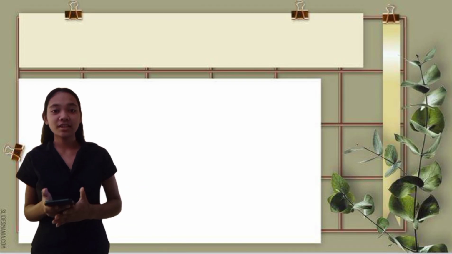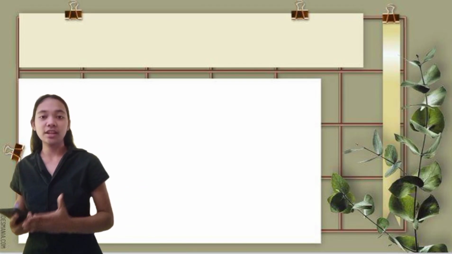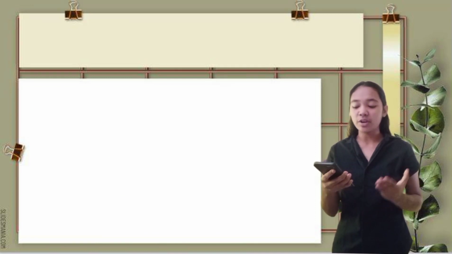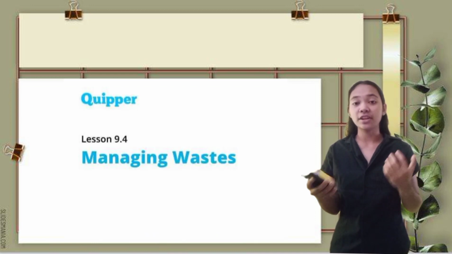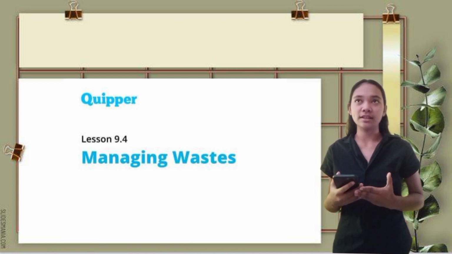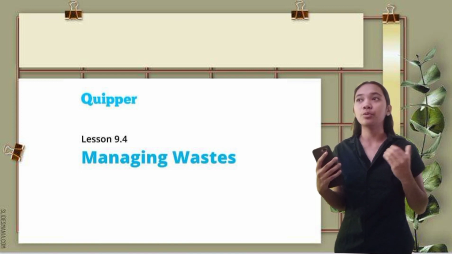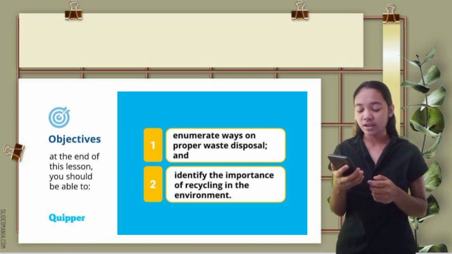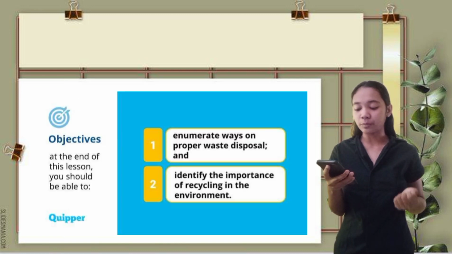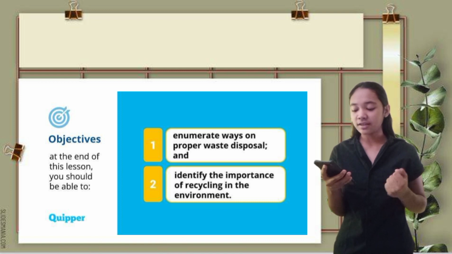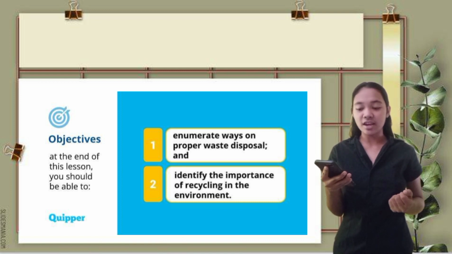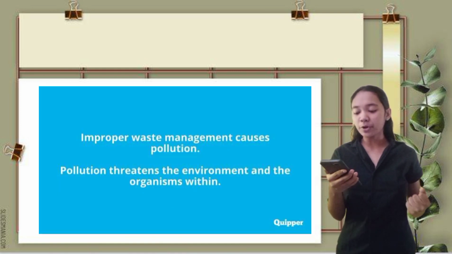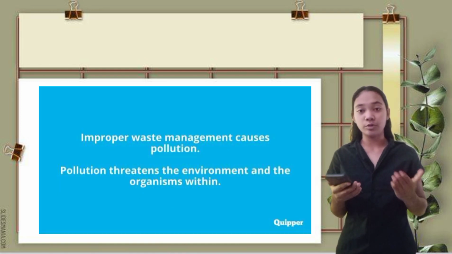Good day, everyone. Since we already know the definition, the causes and effects of waste in our community, today we will discuss managing waste, or how we will reduce the waste in our community. We have two objectives. First is to enumerate waste on proper waste disposal, and the second one is to identify the importance of recycling in the environment.